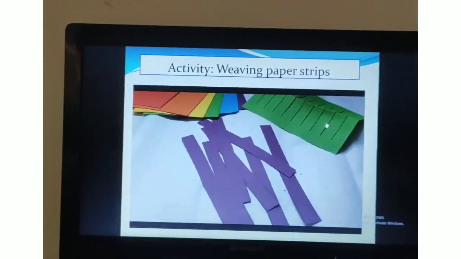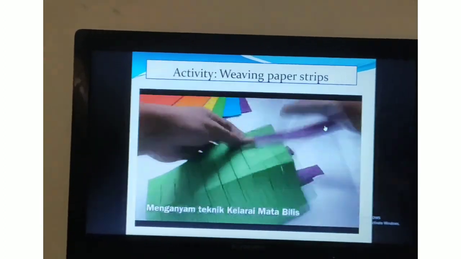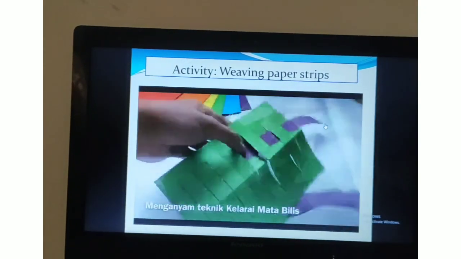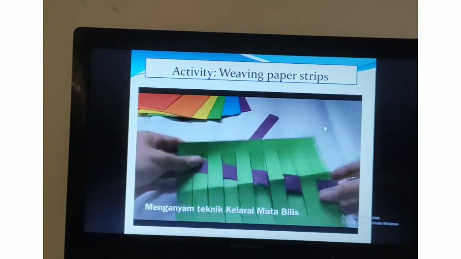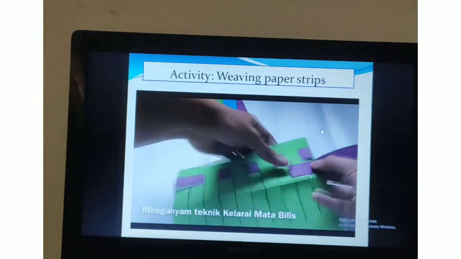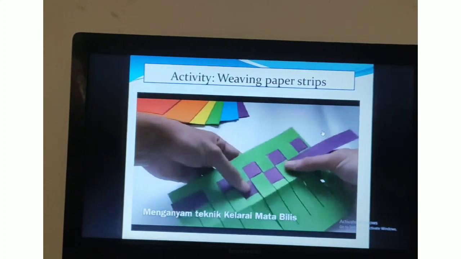Now they are going to pass these strips over and under this green paper. See, observe it. Under, over, under, over, under, over. Like this they are completely arranging. Now you can see the checks pattern is formed. See, over and under, over and under.